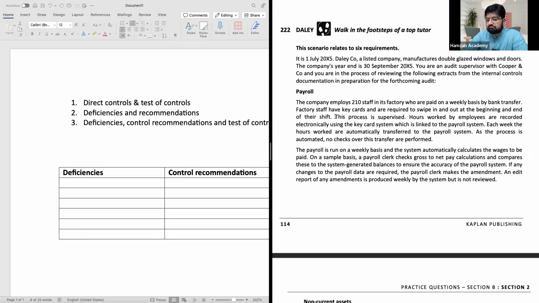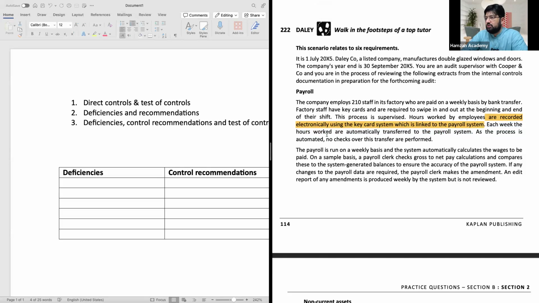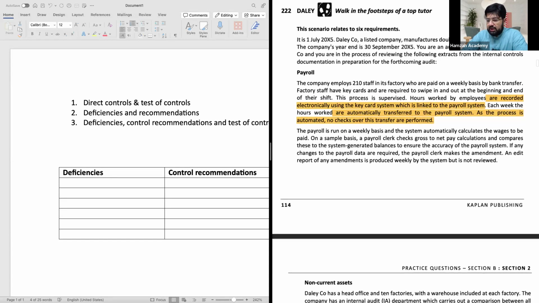Now, students, each week the hours are automatically transferred to the payroll. As the process is automated, no check has been performed on this transfer. They say that from the key card system to the payroll system, data is automatically transferred. So I will just highlight it for the time being instead of writing about it. No check on this. This whole is the first point. In the exam, you can highlight like this.